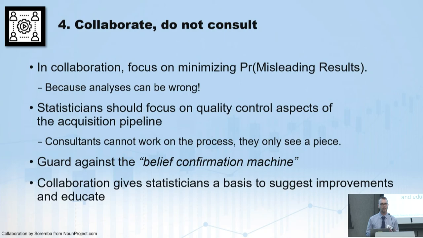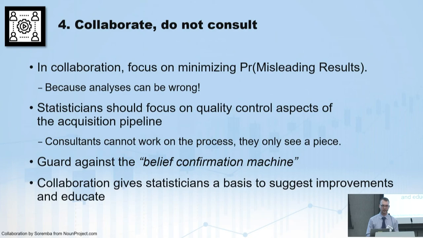Statisticians should have that program knowledge so that they know how to target their recommendations, how to suggest improvements, and how to educate their partners and their collaborators. But really importantly, here's another meta probability of mine. In collaboration, statisticians can focus on minimizing the probability of producing misleading results, which is what I think is really the value of having statisticians on a team.